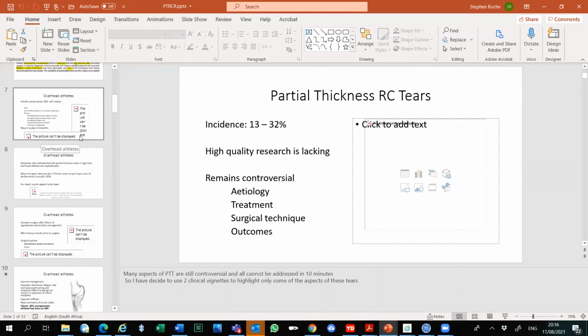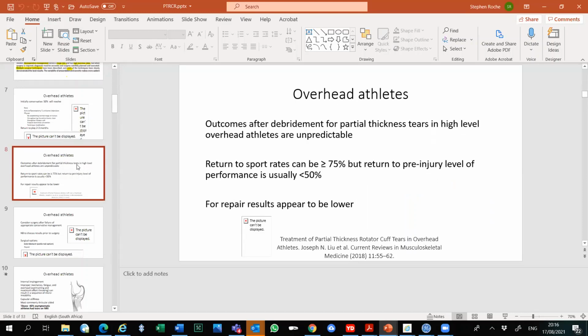So if it's less than 50%, the recommendation is for debridement. Yeah. If it's more than 50%, the recommendation is repair. Okay. And if it is bursal sided, be more aggressive with the repairs. Mm-hmm. And what about whether you should take the tendon down or not? Prof, I'm not sure. Okay. Yeah, it makes no difference.